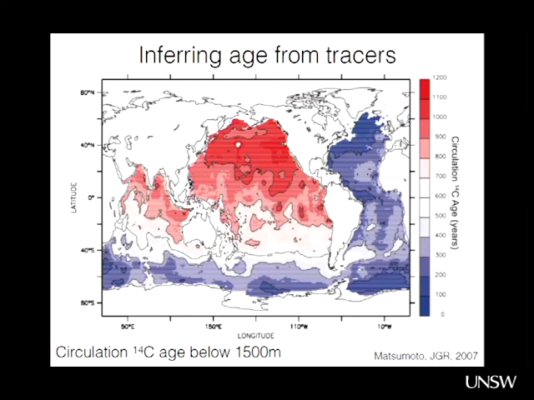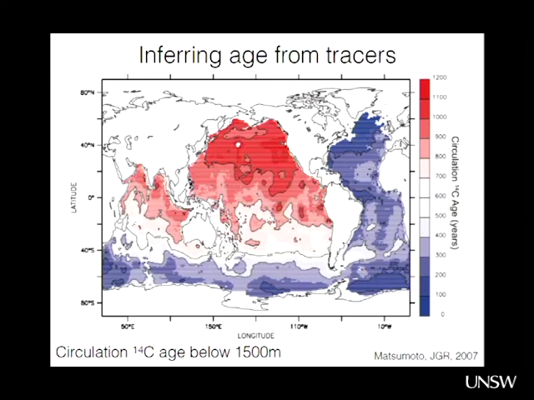Okay, so next I'm going to talk about tracers and what we can learn from them. What I mean by tracer is something, some chemical or even not, that's in the water mass and helps you identify the water mass. So heat is a tracer, salt is a tracer, in this particular case, carbon-14, and I'll show you some other examples later. Some of them are more useful than others.